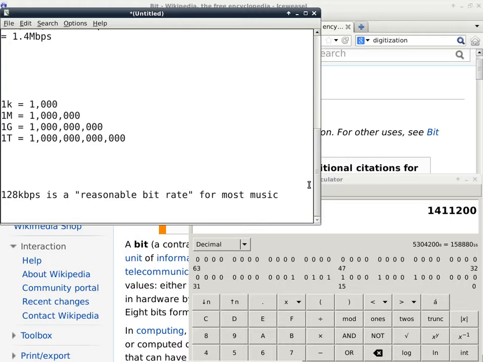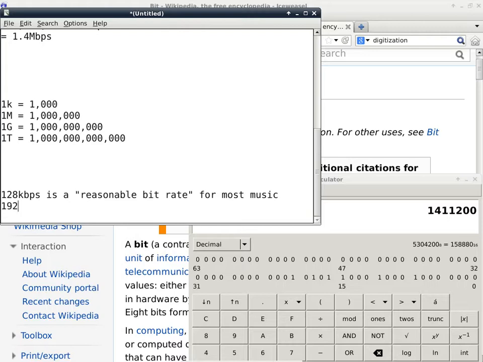Okay. So what are we talking about here? This is the bit rate that is reasonable. If you want to listen to music, we don't want to tie up your cell phone so it cannot do anything except download or stream the music. So 128 kilobits per second is a reasonable compromise for that sort of thing.